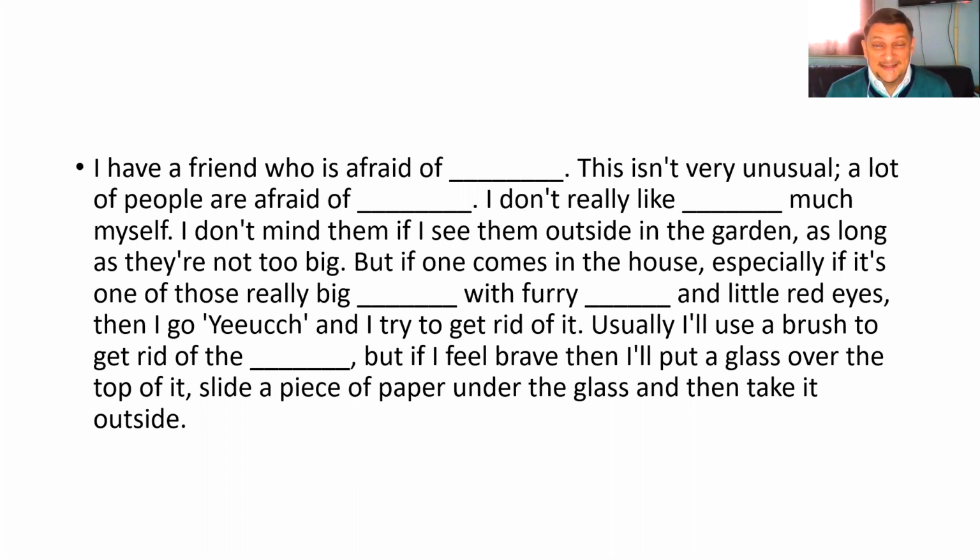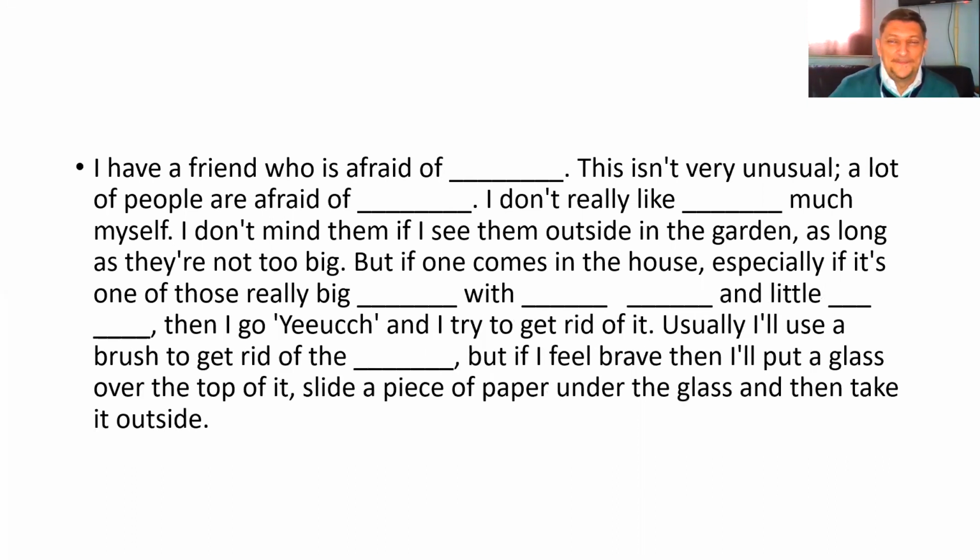So spiders are still missing. Legs. But then furry legs, okay. Next one, what else is missing? Eyes. Yeah. Eyes, that's right, little red eyes. Okay. Am I the only one playing? No, you're just the fastest one.